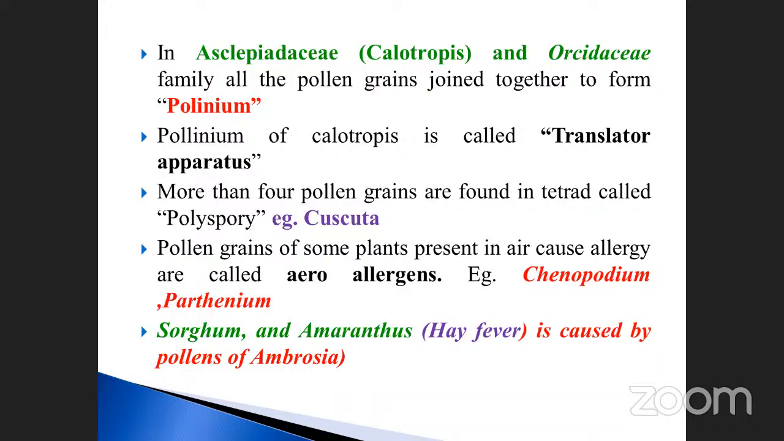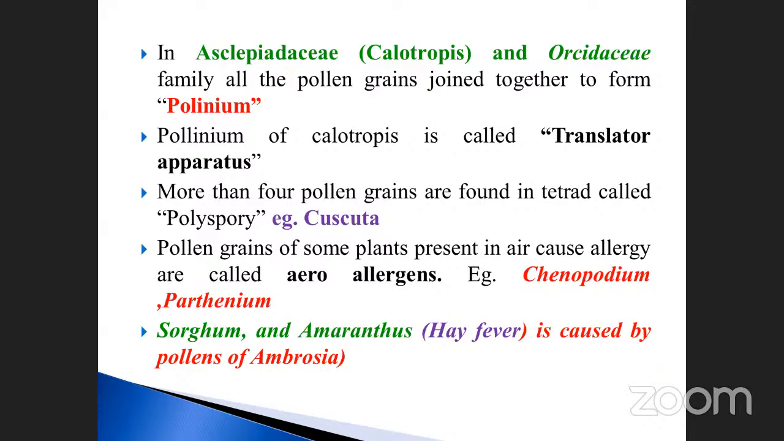See, in Asclepiadaceae, Calotropis, and the Orchidaceae family, all the pollen grains join together to form a pollinium. The pollinium of Calotropis is called the translator apparatus. Already we discussed, more than four pollen grains found in a tetrad is called polyspory. Polyspory means more than one pollen grain. Example, Cuscuta. Pollen grains of some plants present in air cause allergy and are called aeroallergens.